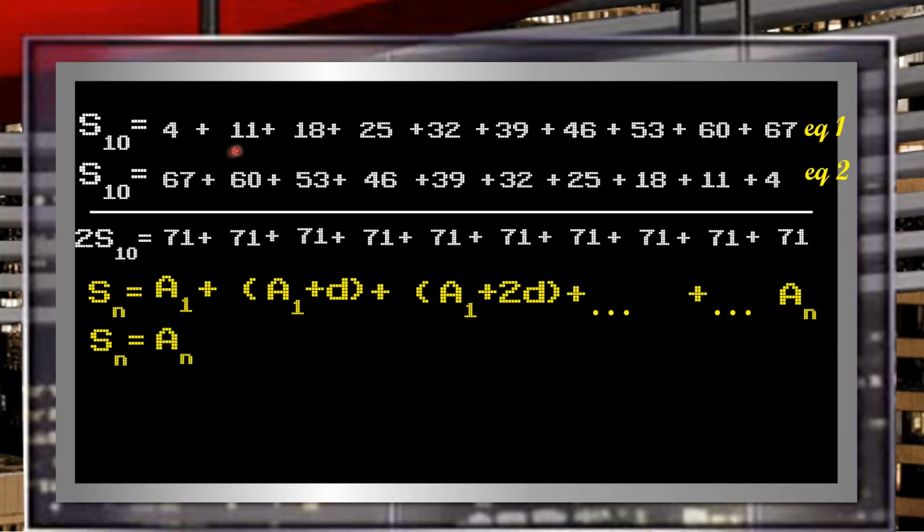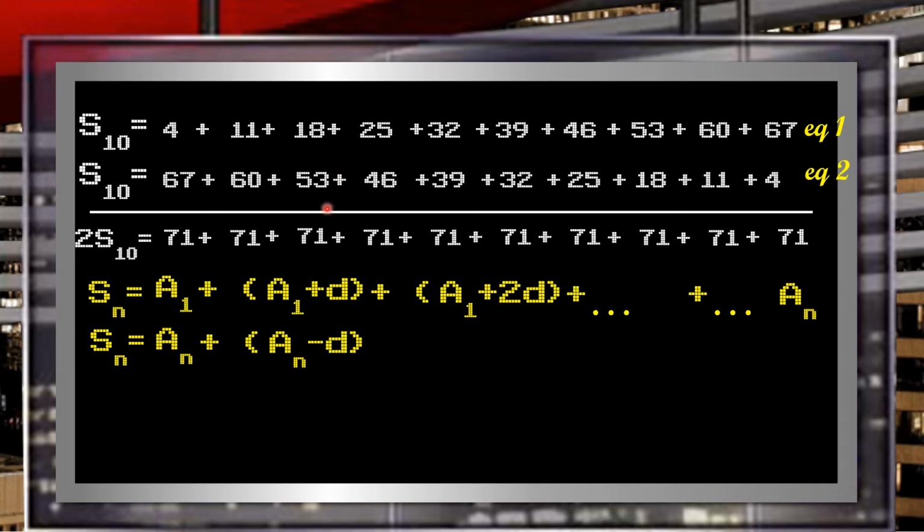Plus, how do we get 60? Isn't it that 60 comes from 67 minus 7? But isn't 7 our common difference? Therefore, instead of 60, in general form, we have the last term minus the common difference, or a sub n minus d.